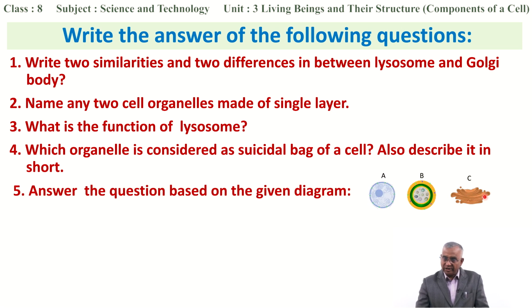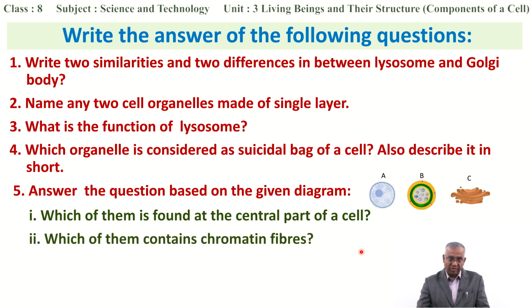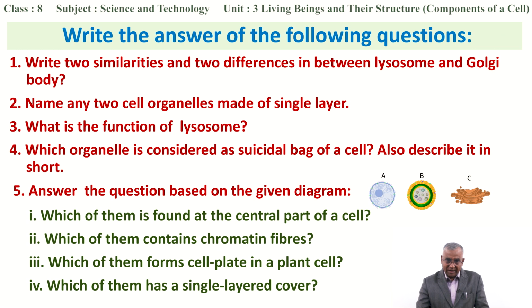And here are given three diagrams, A, B, C. Answer the questions based on the given diagram. Question 1: which of them is found at the central part of a cell? Easy, you can guess. Which of them contains chromatin fiber? Same, as you answered in number 1. Which of them forms cell plate in plant cell? Cell plate formation, yes, it is here. And the last one: which of them has a single layered cover? Only that is remaining, and really that is the answer.